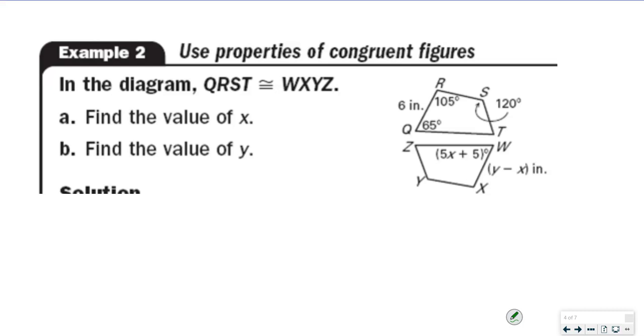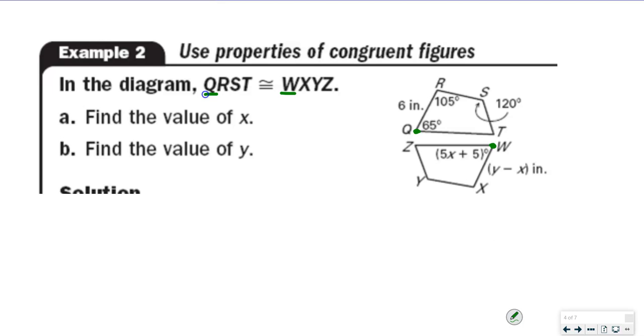So you can see that W and Q correspond with one another. Those are congruent vertices. Their angles would be the same. The sides that go off from those would be the same, as long as you go in the right direction. So here we need to find the value of x and the value of y, knowing what we know about congruent parts.